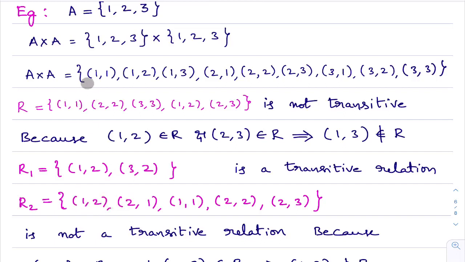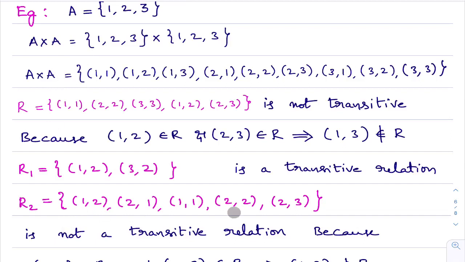Is (1, 2) there in A cross A? Yes. Ordered pair (2, 1)? It is there in A cross A. Yes. (1, 1)? It is there in A cross A. Yes. (2, 2)? It is there in A cross A. Yes. (2, 3)? It is there in A cross A. Yes. First thing, it is a relation on A. Now you need to check for the transitive relation.